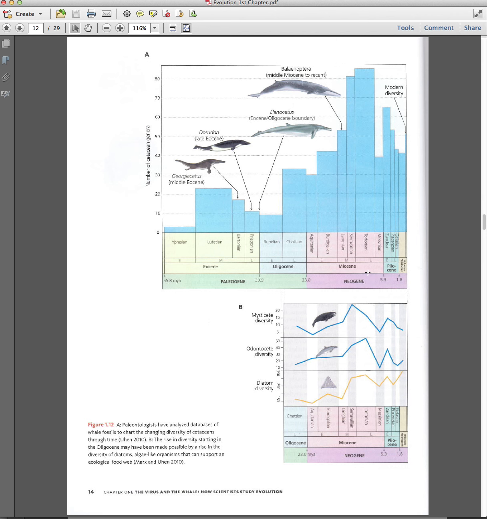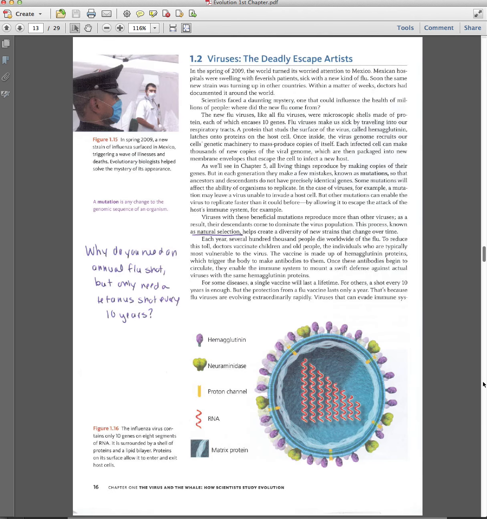Okay, so now you're through the whale section and you're going to be reading about viruses. These are two really interesting comparisons. The whale evolution is a million-year kind of evolution, and here we get into flu evolution, where we're talking about really fast evolution. I want you to have these two examples because they're very different in terms of time scales, and they exemplify different parts of evolution.